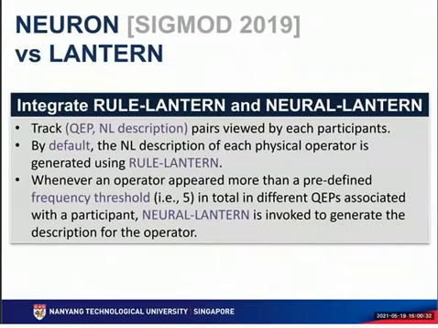We also compare Lantern with a state-of-the-art framework called Neuron. It also generates natural language description of QPs using a rule-based strategy. Specifically, we integrate Rule Lantern and Neural Lantern into a single framework as follows. We track the QP NL description pairs viewed by each participant. By default, the NL description of each physical operator is generated using Rule Lantern. Whenever an operator appeared more than a predefined frequency threshold, in total in different QPs associated with a participant, Neural Lantern is invoked to generate the description for the operator.